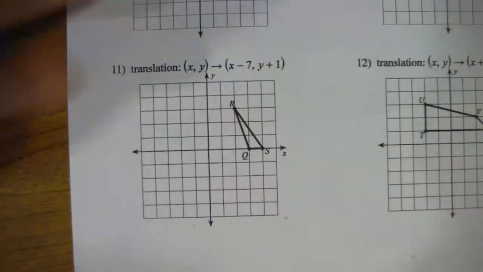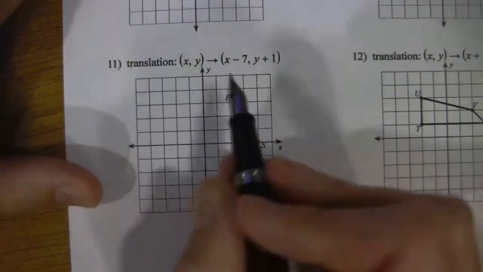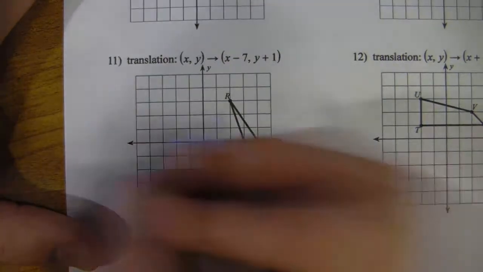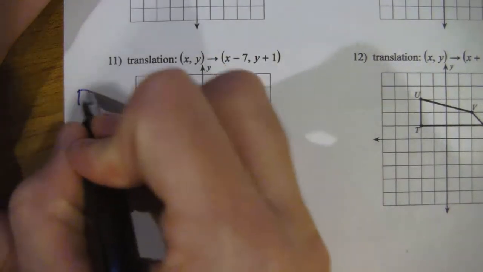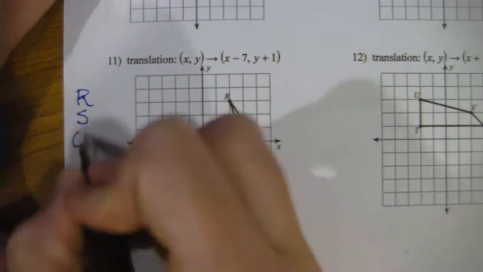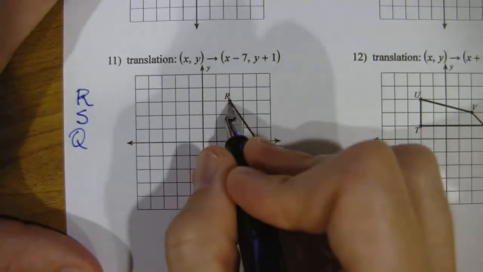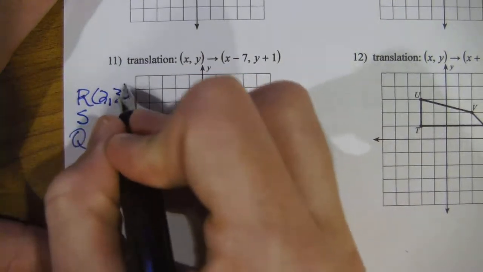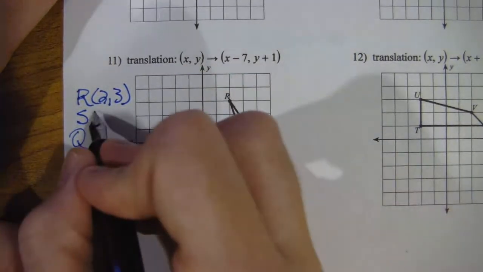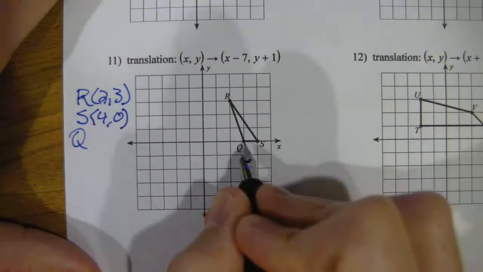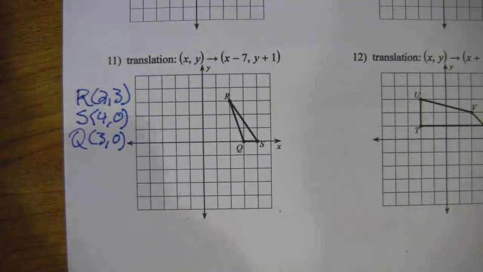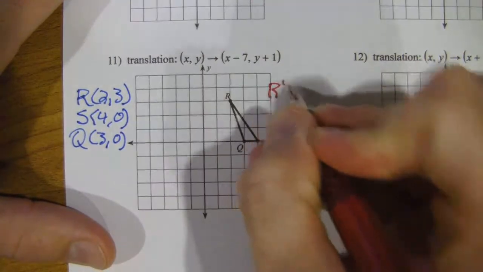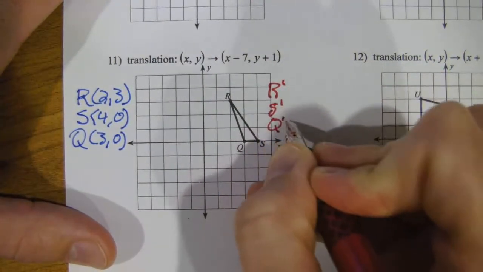All right, let's try these next two. These are nice because notice it's already in coordinate notation, so I don't have to know if I'm adding or subtracting. It goes ahead and tells me. So let's go ahead and get our list of the original coordinates, and then we'll draw our new list for the final image. So we have R, S, and Q. R is at 2, 3. S is at 4, 0. Q is at 3, 0. There we go. All right, let's get our new coordinates drawn out. So this will be R prime, S prime, Q prime.